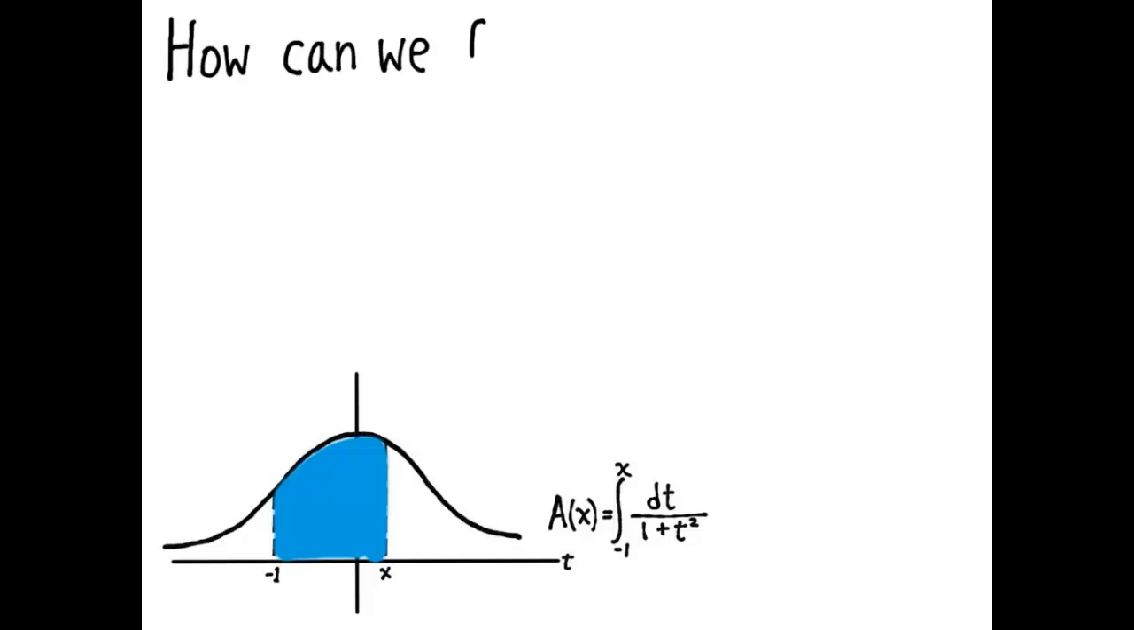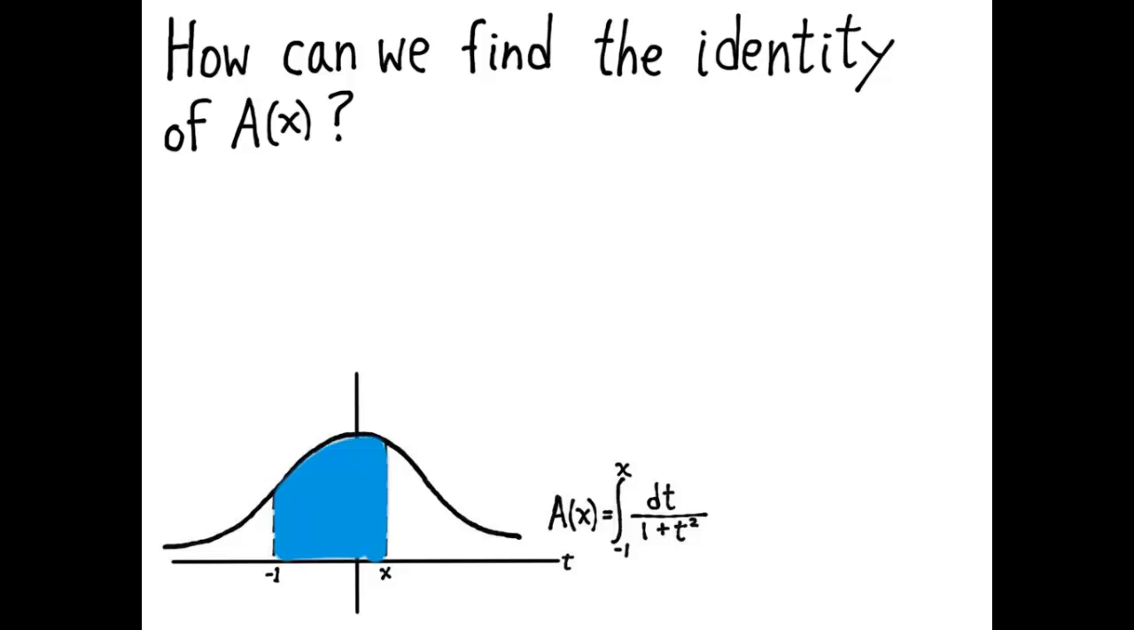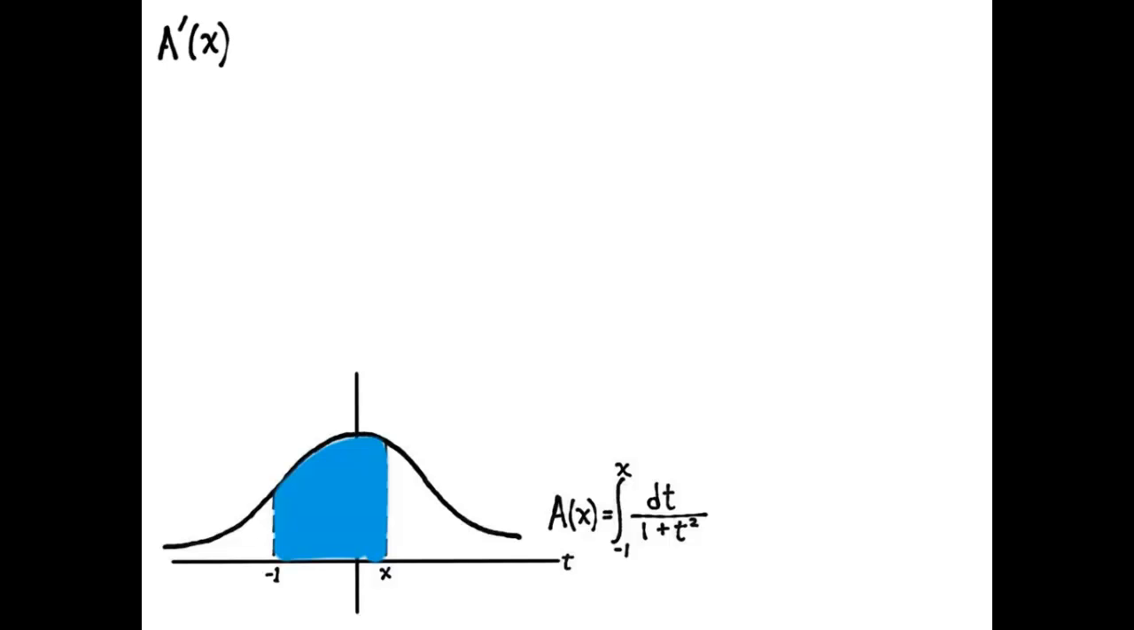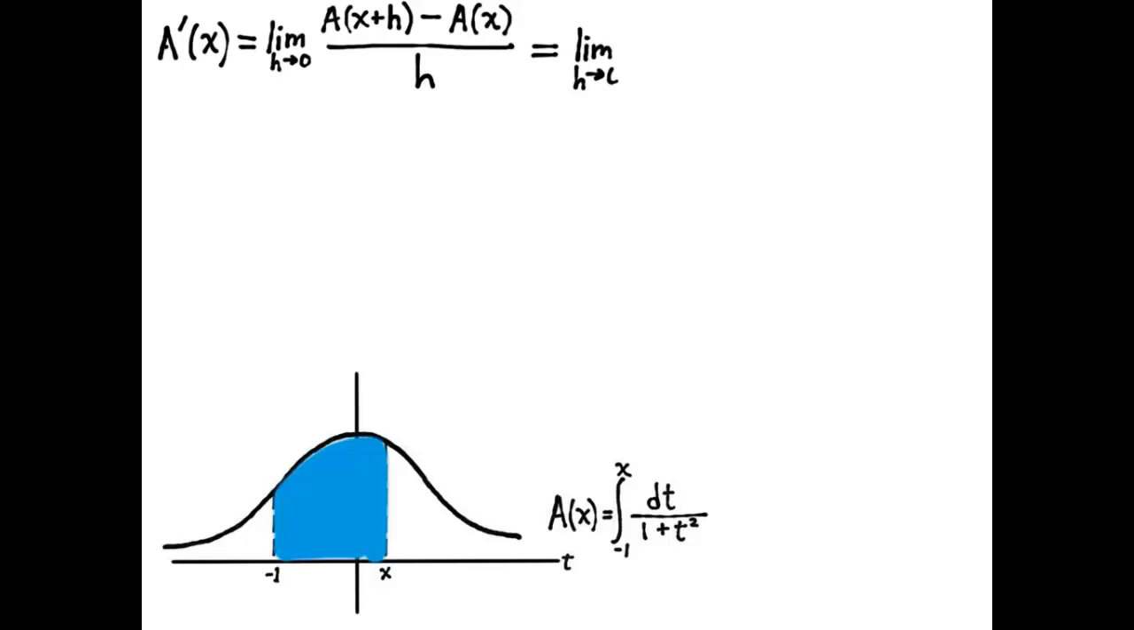So, how do we find the true identity of a of x? The answer is we're going to set about trying to find its derivative. That is, we're going to look for the derivative a prime of x. And how do you find the derivative of a function that you just made up? You have to start out with the definition of the derivative. So it's the limit as h approaches 0 of a of x plus h minus a of x over h. But we just saw that the numerator in that expression is a difference of two integrals, and that difference can be expressed as a single integral.